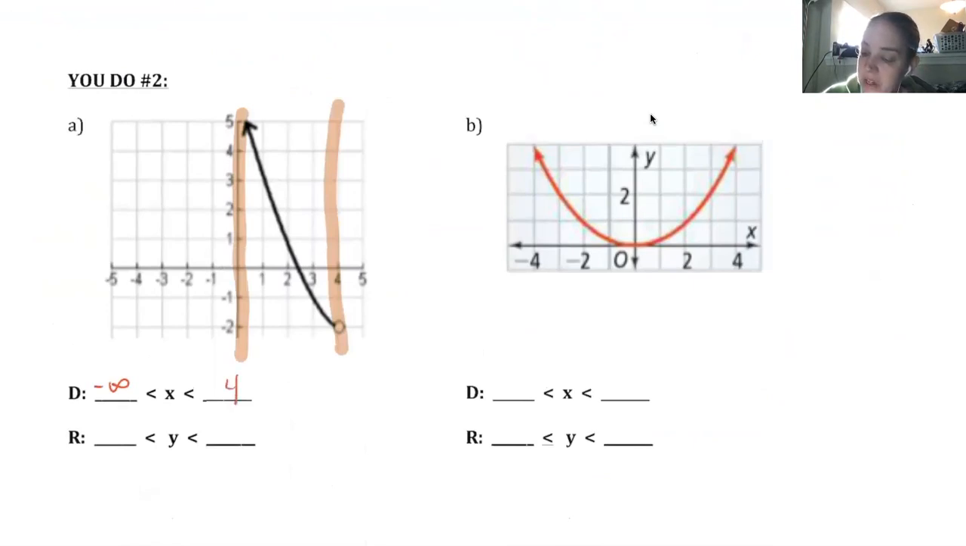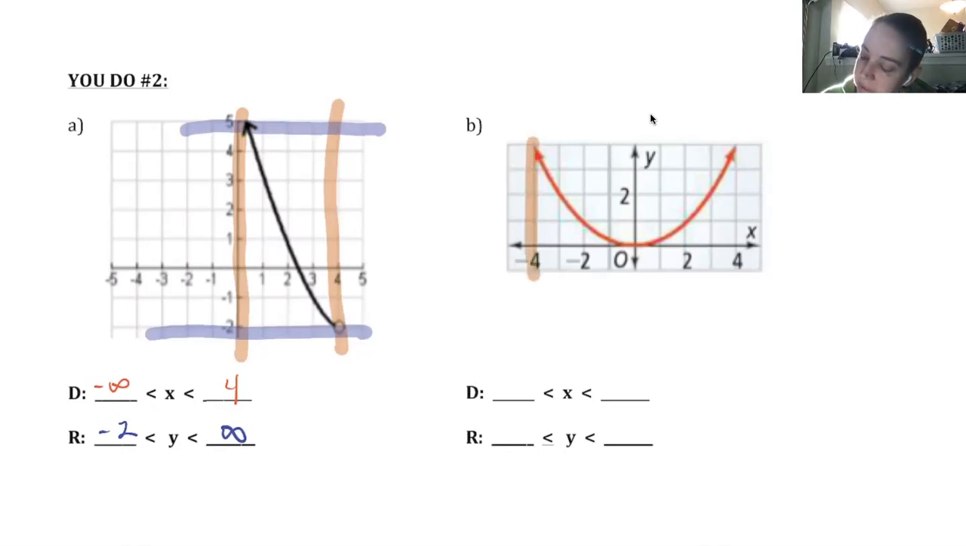For your range, how low does it go? And up to how high does it go? Well, it goes down to -2, but there's an arrow at the top. It keeps going up to infinity. So -2 to infinity. Letter B, the shape is actually called a parabola.